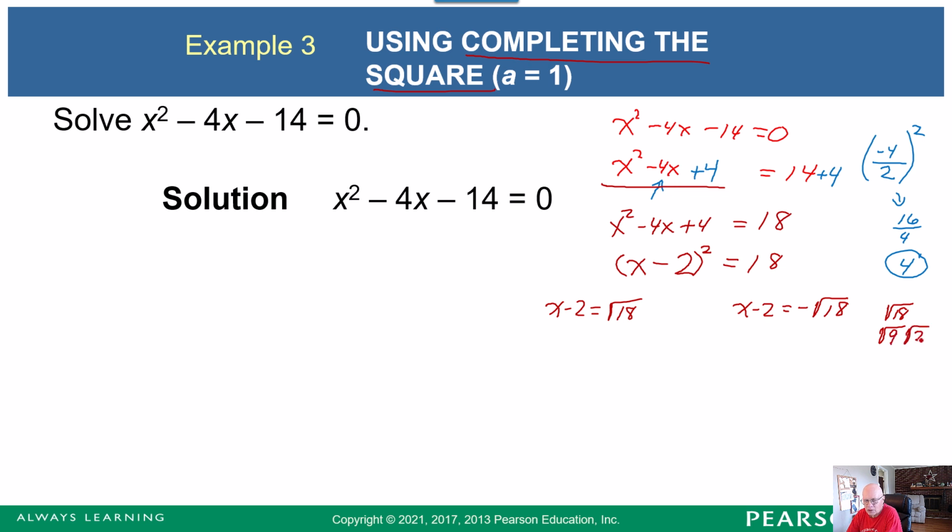I showed you how to do that with a calculator. If you're not quite sure how to do it, ask me in class. We can do that really fast. Second one, remember we've got 2 answers. Add 2 to this one, and you get 2 minus 3 square root of 2. After doing some of these, you'll work on this one, and you'll know what the second one is.